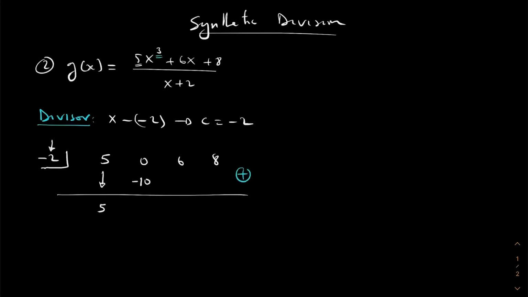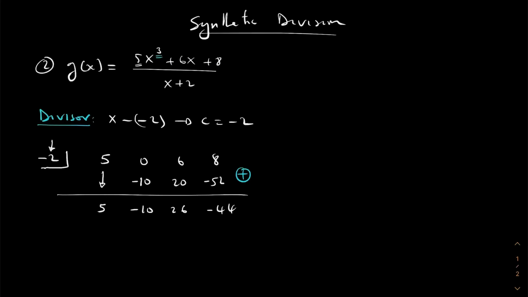And so I'm going to add these two things. That will give me negative 10. Then I'm going to repeat the process. Negative 10 times negative 2 is equal to 20. Then 6 plus 20 is going to be 26. And again, 26 times negative 2 would give me negative 52. And 8 plus negative 52 would give me negative 44.